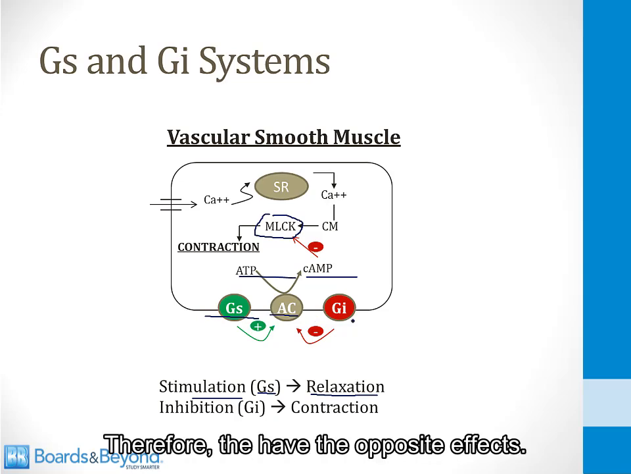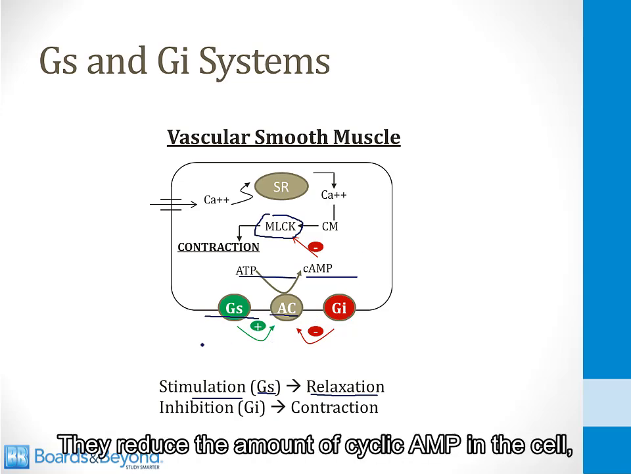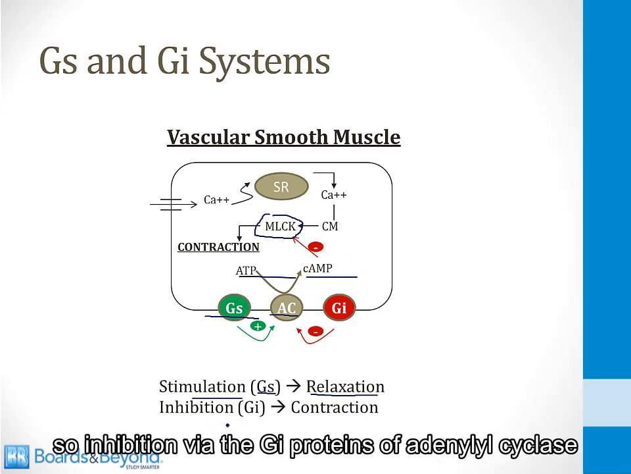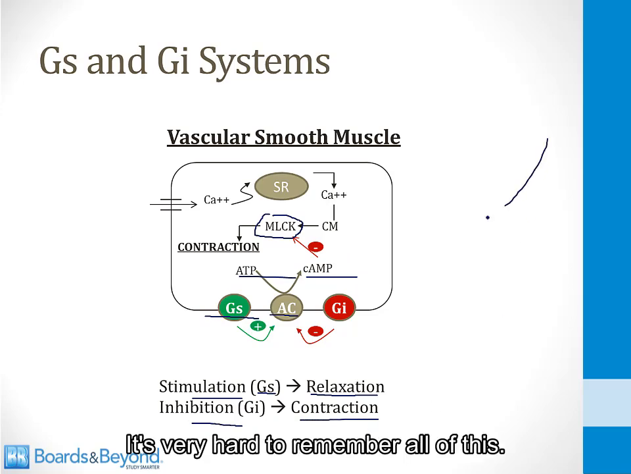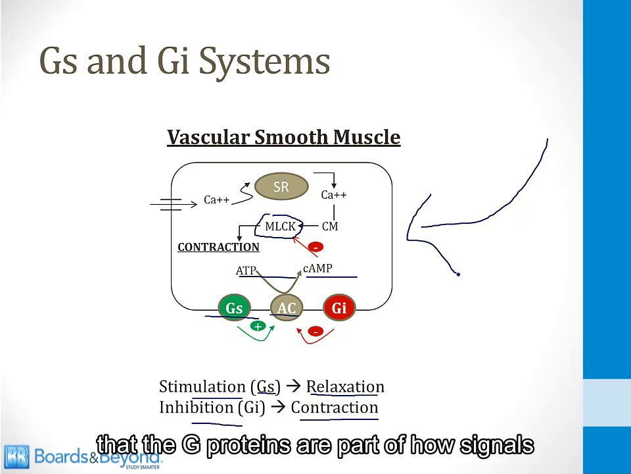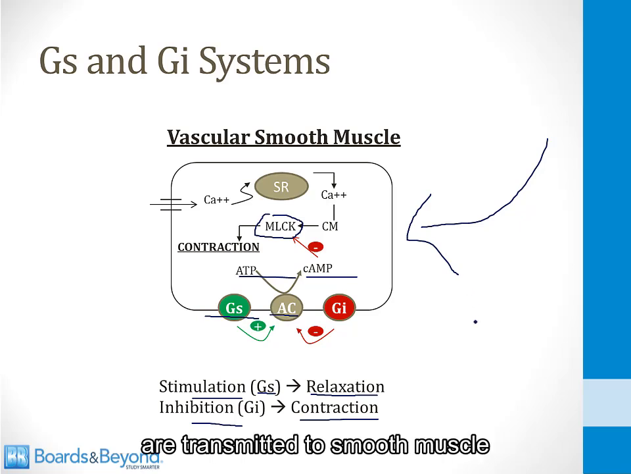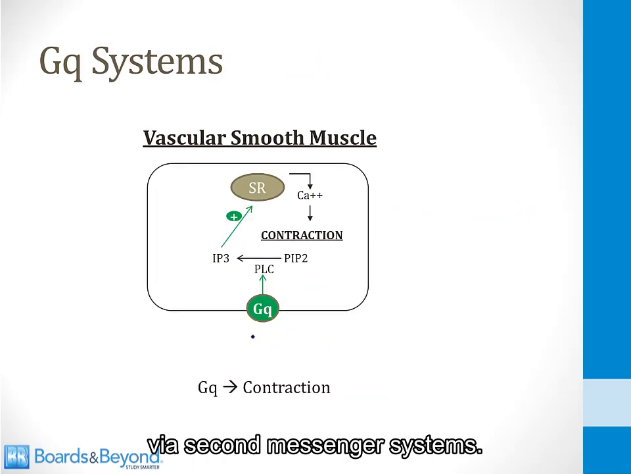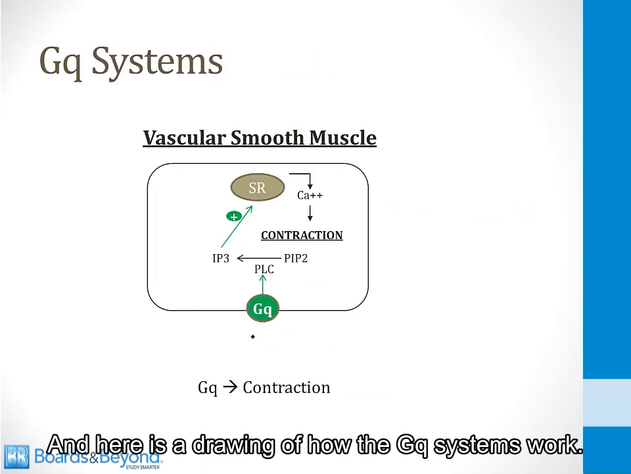The GI proteins get their name because they inhibit adenyl cyclase. Therefore, they have the opposite effects. They reduce the amount of cyclic AMP in the cell. So inhibition via the GI proteins of adenyl cyclase leads to contraction. It's very hard to remember all this. Just remember the big picture here, that the G proteins are part of how signals are transmitted to smooth muscle via second messenger systems.